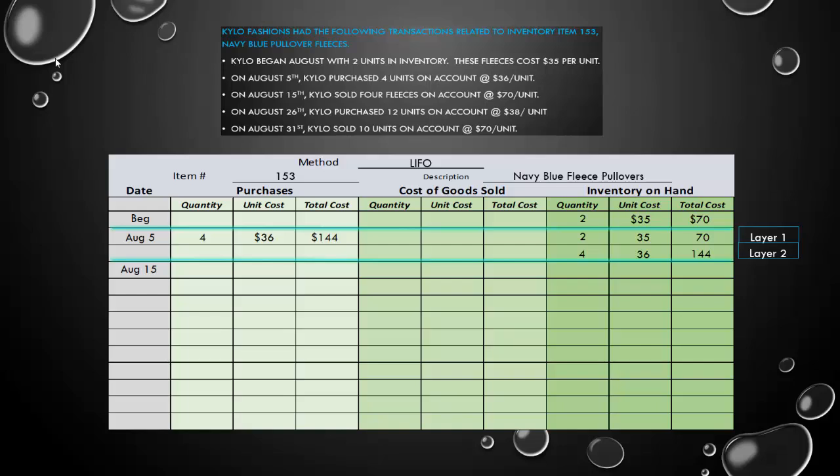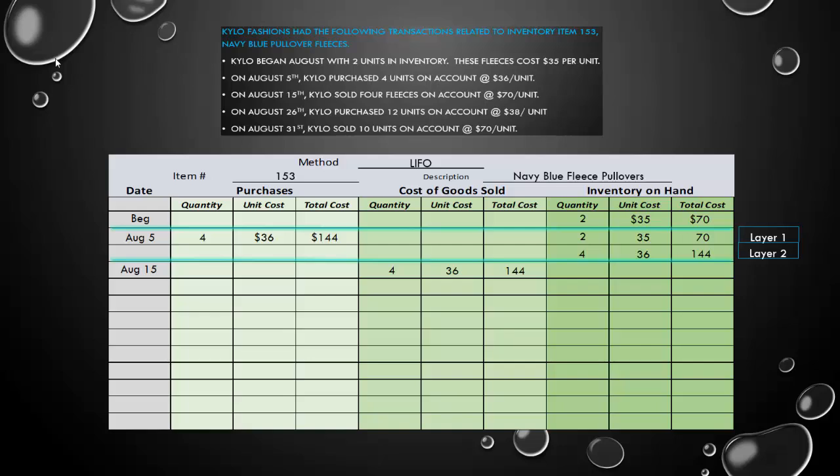We're using the LIFO method, which means every time we sell a unit, we assume it's the last one that we purchased, so the newest units in inventory. Well, what are the newest units that we have in inventory? Those units that we bought on August 5th for $36 apiece, which means when we sell these 4 units of item number 153, we're going to assume that we're selling all 4 of the $36 units purchased on August 5th and record a total cost of goods sold of $144.